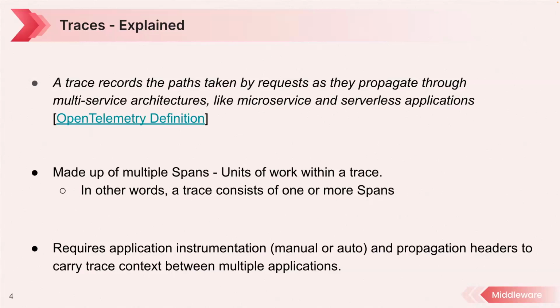As I explained before, traces require your application to be instrumented using the OpenTelemetry SDKs. There are two ways to instrument: one is manual and the other is auto. It also needs all the applications to understand the propagation headers, because when the request is going from service to service, there are different header formats out there, and all of them have to use the same format for them to be useful.